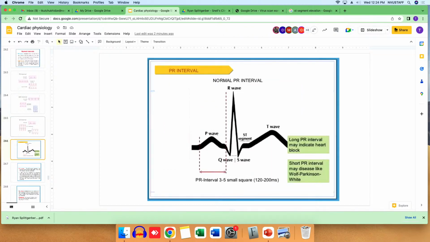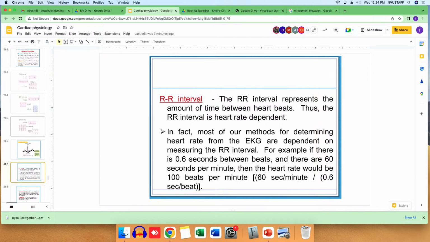When the PR interval is long, we might think there is some kind of heart block, or when it is short, we're having Wolff-Parkinson-White syndrome, which I mentioned already. Now, I have not talked about the RR interval, right? The RR interval. Because that's really crucial for us to calculate the rhythm of the heart.